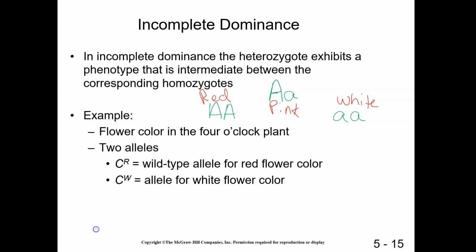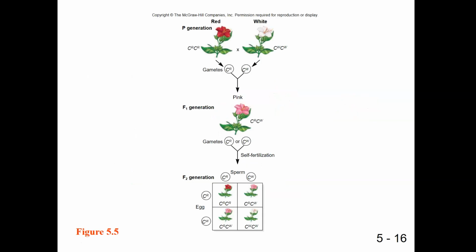The four o'clock plant shows incomplete dominance, where the wild type allele, big R, gives you a red flower. The allele for the white flower color is W. So now we're looking at a different annotation: C for color, R for red, W for white. When you cross a red flower with a white flower, you end up with pink flowers.